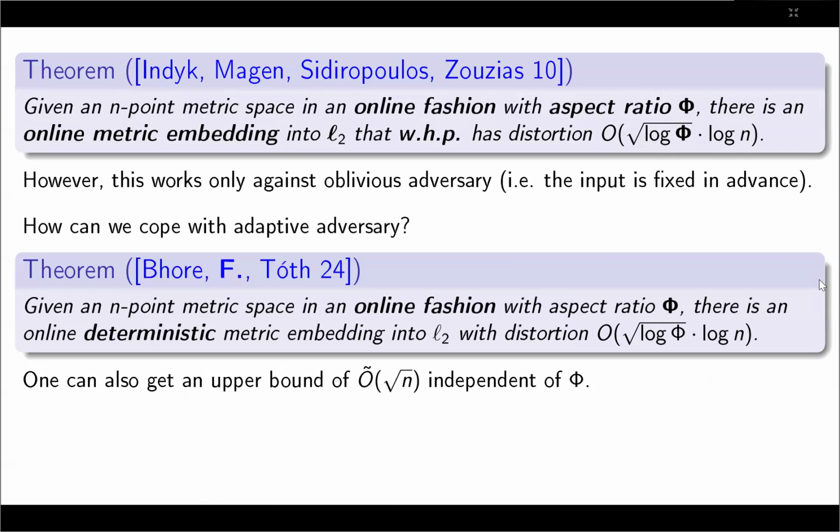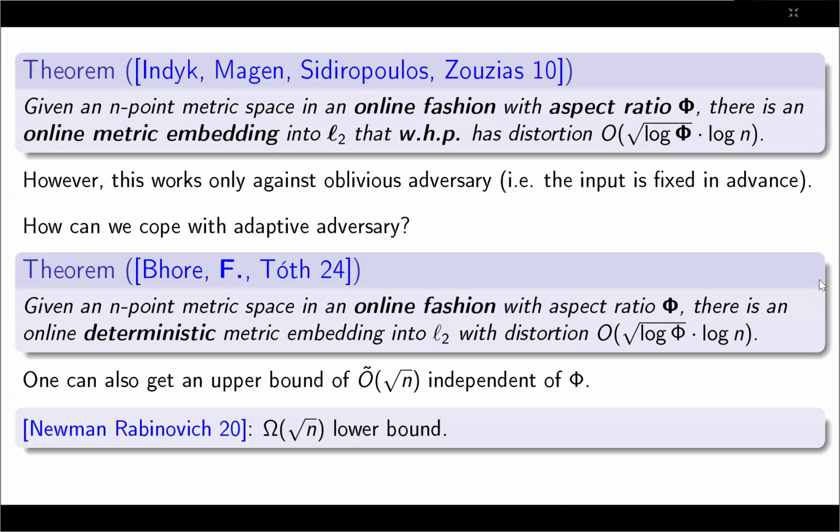Instead, you also can say, let's suppose that I don't want my result to be dependent on the aspect ratio. What can you get, just in terms of n? The best you can hope for here is square root n. Or if it's a geometric space, yes, there's the tilde. For doubling, you don't even need that. And this is tight as well.